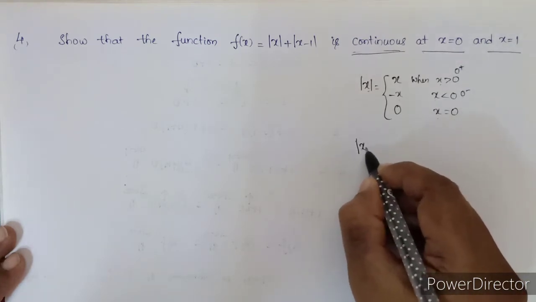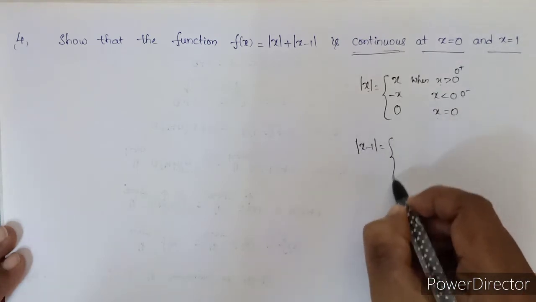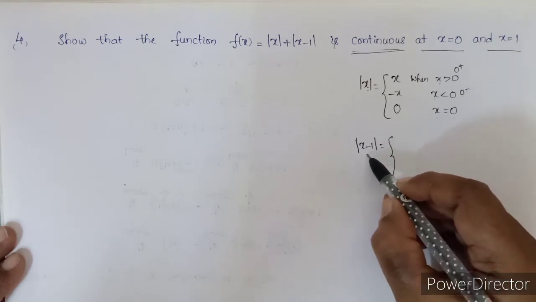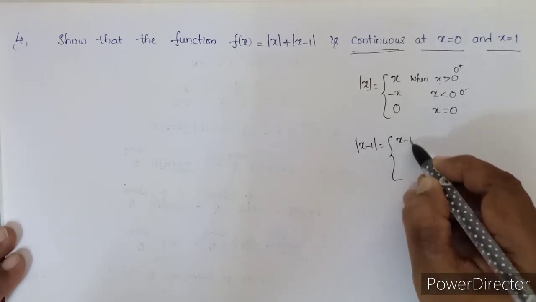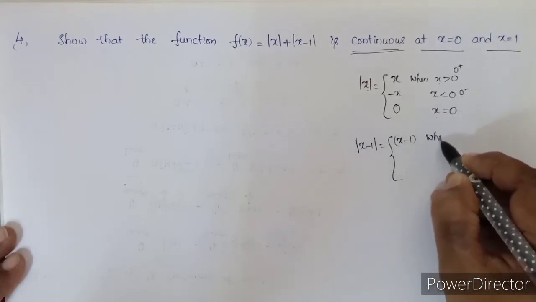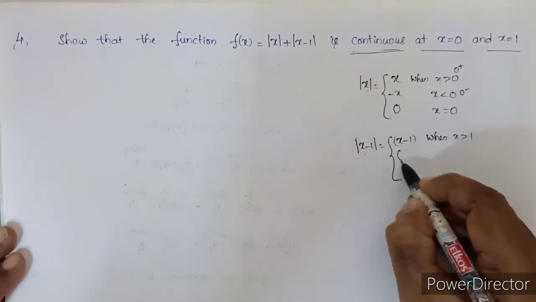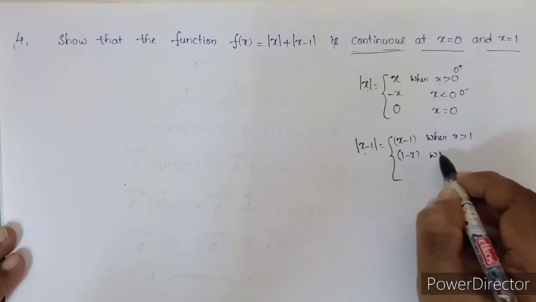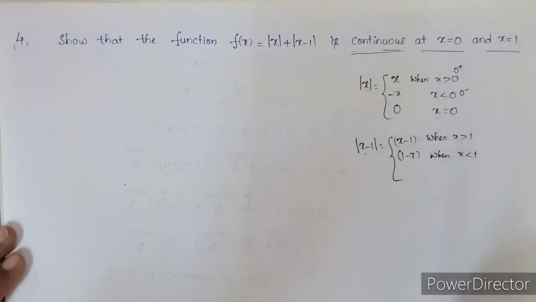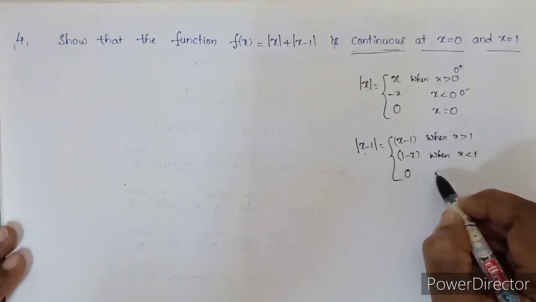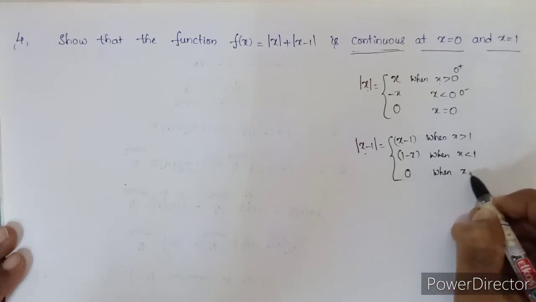In the same way, mod of x minus 1 equals x minus 1 when x is greater than 1. Mod of x minus 1 equals 1 minus x when x is less than 1, and it is equal to 0 when x equals 1.